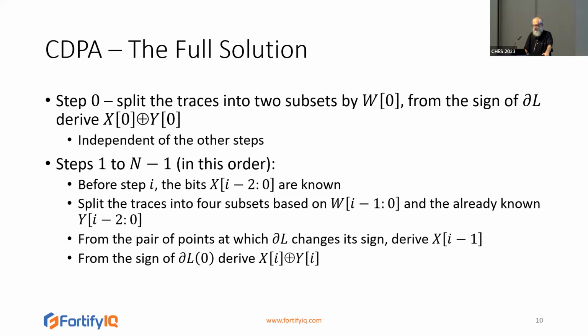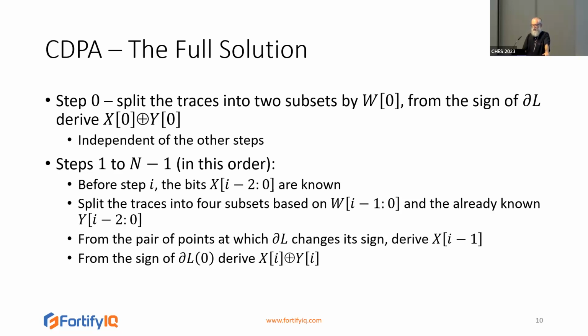Putting it all together, we attack this in steps numbered from 1 to n-1 in this order. Before step i, we assume that i-1 least significant bits of x are known. In particular, for step 1, we assume nothing. We divide the traces into 4 subsets based on the i-1 least significant bits of w, with the borders between the subsets where the carry bits into position i change.